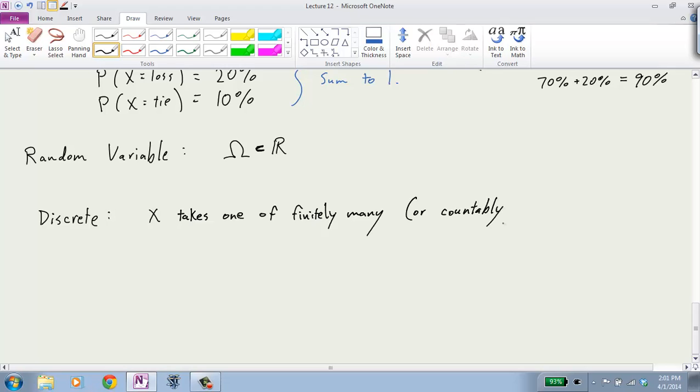I don't want to get into analysis. If you're not familiar with countable infinity, that's fine. When you think about an infinite set that's countable, think of all the integers. Okay. Now, if you have such a random variable where it's always going to equal, let's say, an integer, okay, then we have something called a probability mass function.